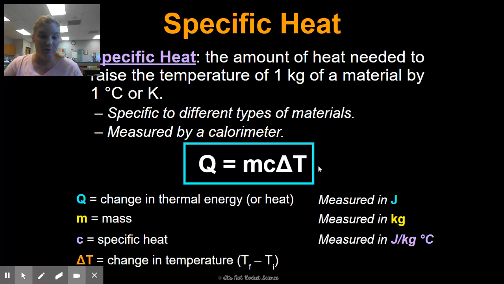So we can actually replace that and say Q equals mc times our final temperature minus our initial temperature. I would write both of those versions of the equation down in your notes, so that you have it with the delta, which is our triangle, or instead have it say Q equals mc times parentheses your final temperature minus your initial temperature. And your temperature needs to be in degrees Celsius.